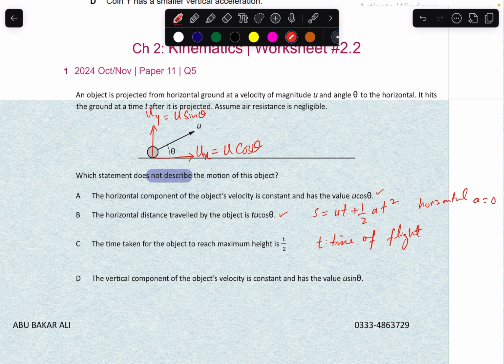Okay, in D, they are telling the vertical component of the object velocity is constant and has a value of u sine theta. Okay, this is true, but this thing is not true. Vertical component will not remain constant. So we have to find the one that does not describe the motion. So D is the option that you will choose. Okay.